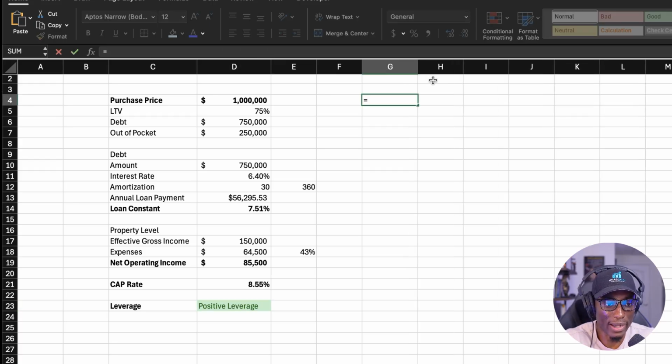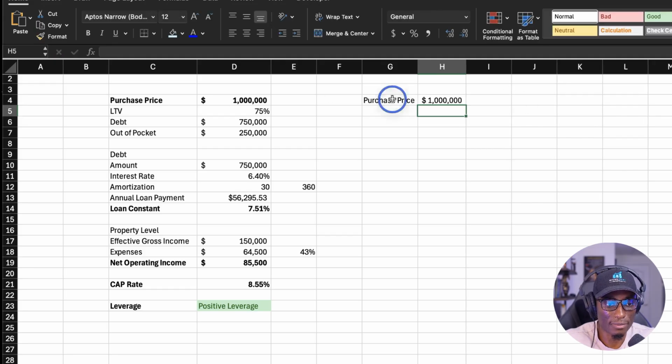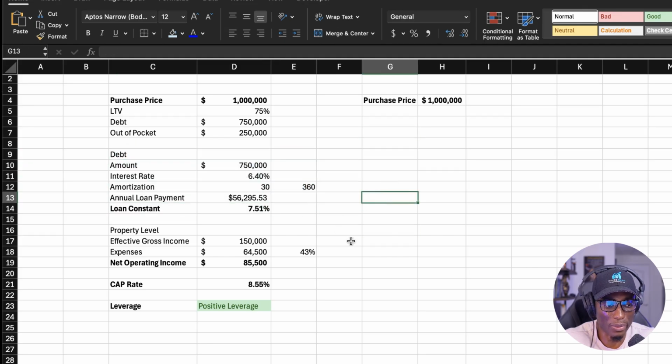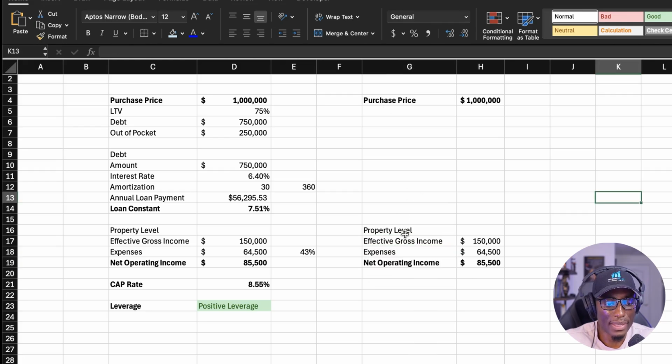What if you paid all cash for that property? So the purchase price is $1 million. Let's assume the same revenue. Now you're paying all cash for the property. There's no debt on that property. Property level, everything stays the same. I'm just going to copy this down. The same thing applies here.